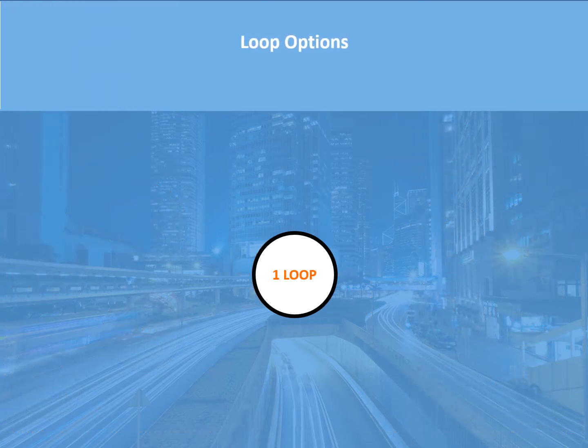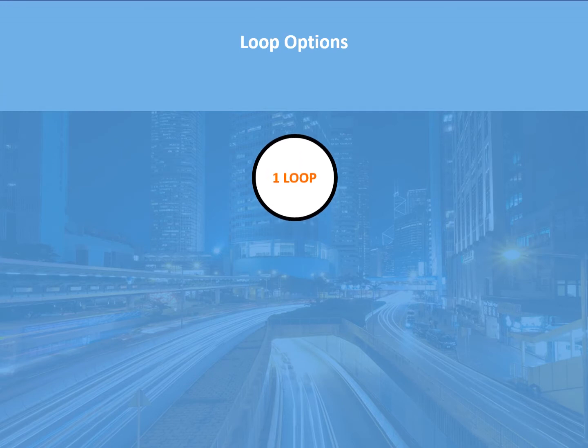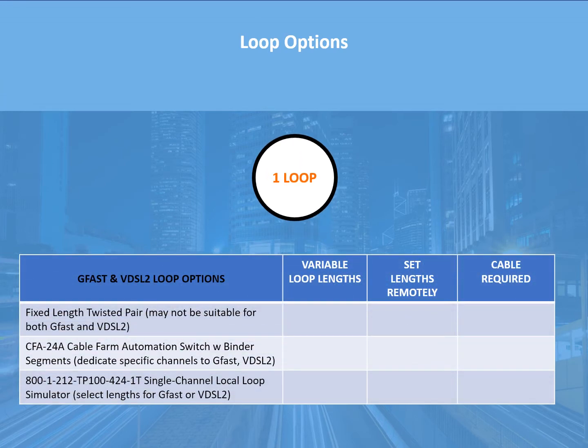When considering the loop options, there are 3 choices. One fixed-length twisted pair with no ability to change loop lengths. With the Telebyte CFA 24A cable farm automation switch, loop lengths can be changed via remote commands. Finally, the Telebyte Gfast Loop Simulator offers remote setting of line lengths for both Gfast and VDSL2 and removes the need for cable.